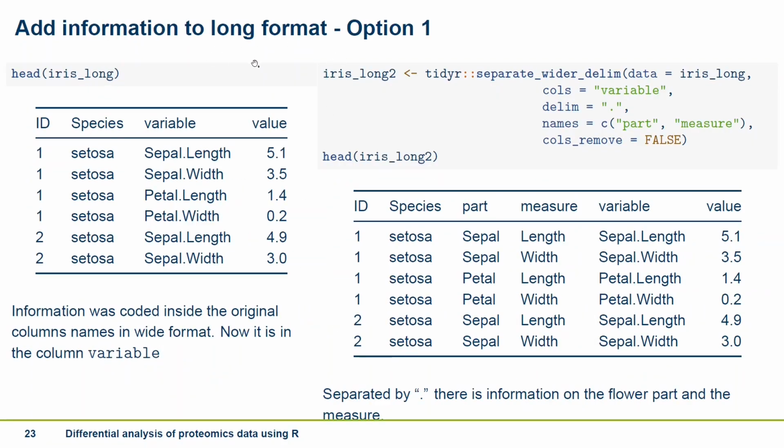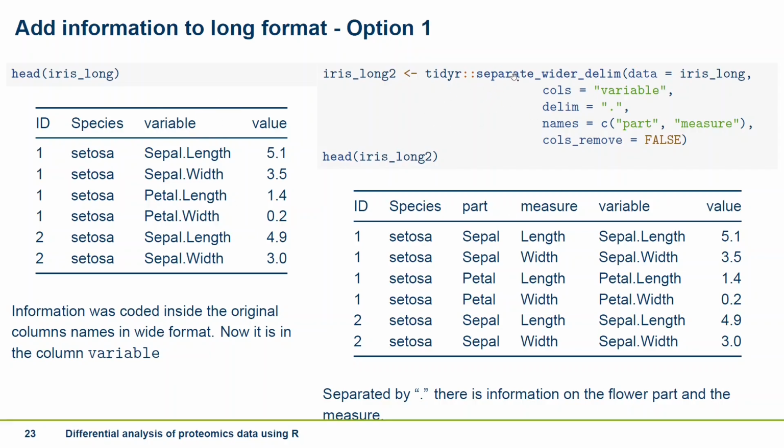In some cases, you want to add some additional information into your data set. So this is here actually the long format iris data set. And you can see that in the variable column, you actually have 2 information encoded. You have the kind of leaf on the flower, so sepal or petal, and you have which measurement was taken, the length and the width. And in some cases, you want to, for example, separate this information and have it in 2 different columns.